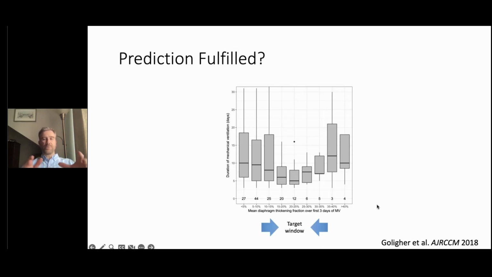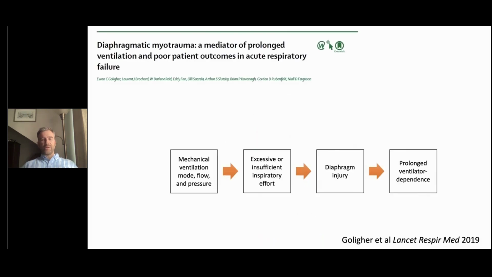And this gives us a potential target to think about when we're applying mechanical ventilation. Can we adjust ventilator support and sedation to achieve optimal levels of respiratory effort? That's really become the important question in our field. So based on all the data I've shown, this led us to hypothesize what we call the myotrauma pathway, or diaphragm myotrauma pathway.